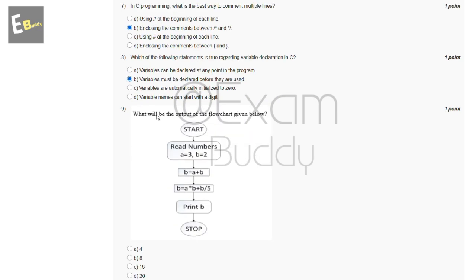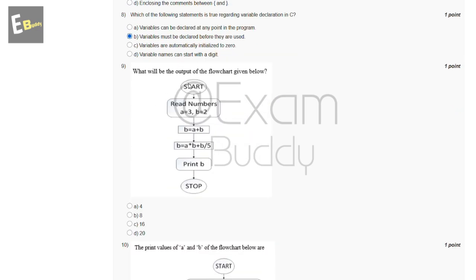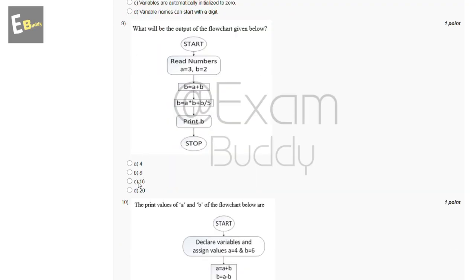Now the ninth question is, what will be the output of the flowchart given below? The answer of the ninth question is 16. Why 16? Because A equals 3, B equals 2, B equals A plus B, so 3 plus 2 is 5. So B equals 5, and then B equals A into B, so 5 into 2 is 10, and 5 by 5 is 1. So 15 plus 1 is 16. So the answer is 16.